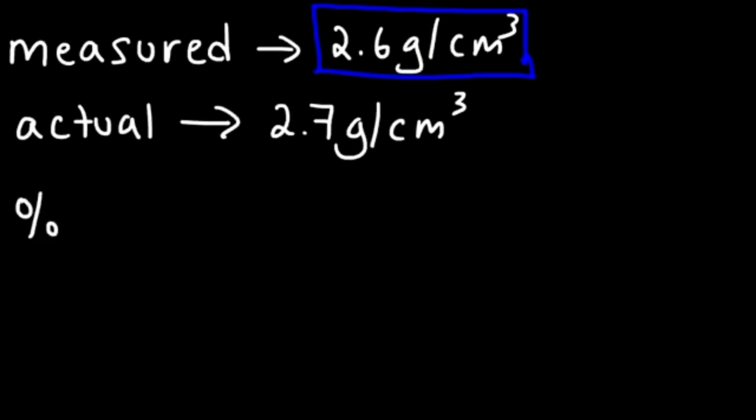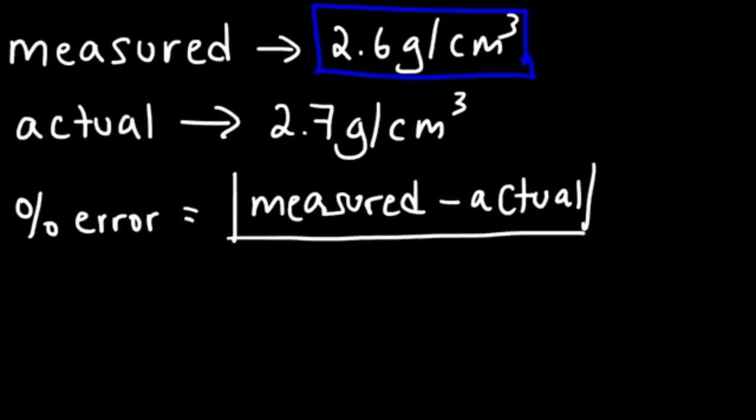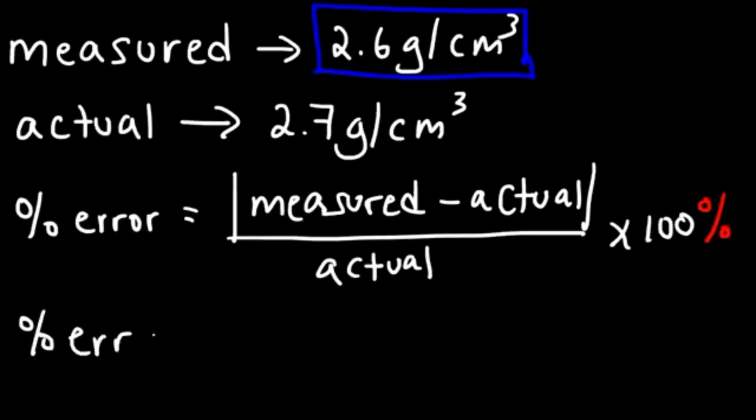So here's the formula. The percent error is equal to the absolute value of the difference of the measured value, or your experimental value, minus the actual value, divided by the actual value, times 100%. So the percent error is going to be the difference between these two numbers.